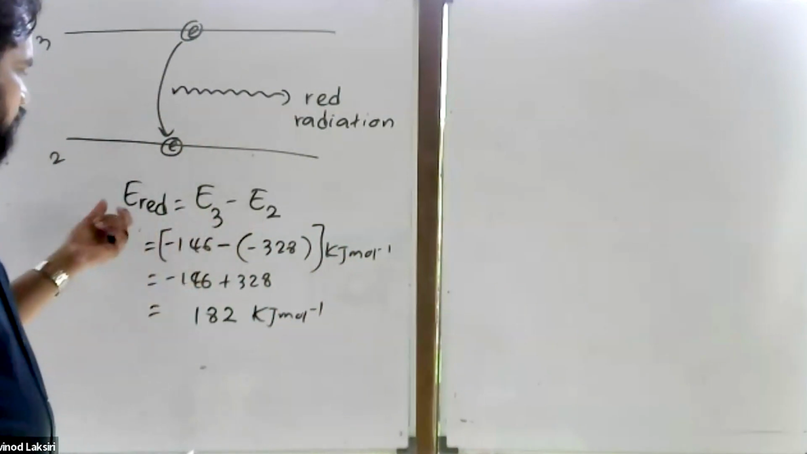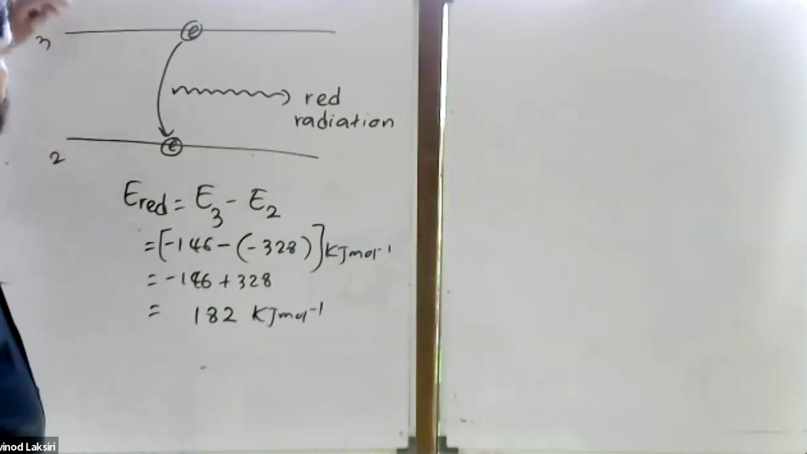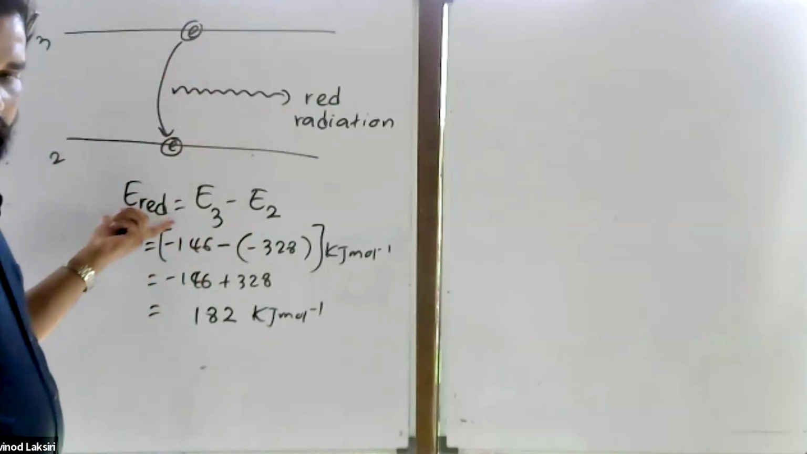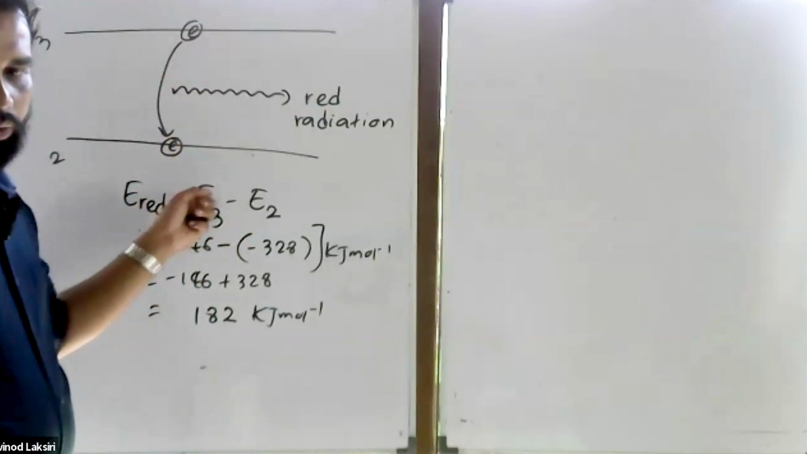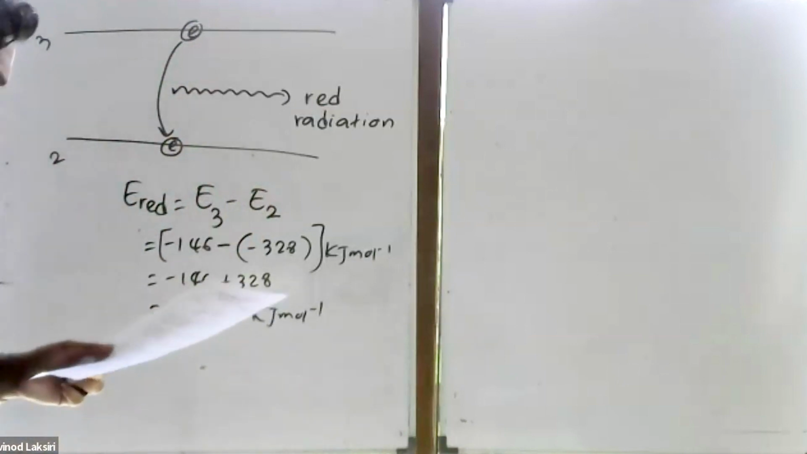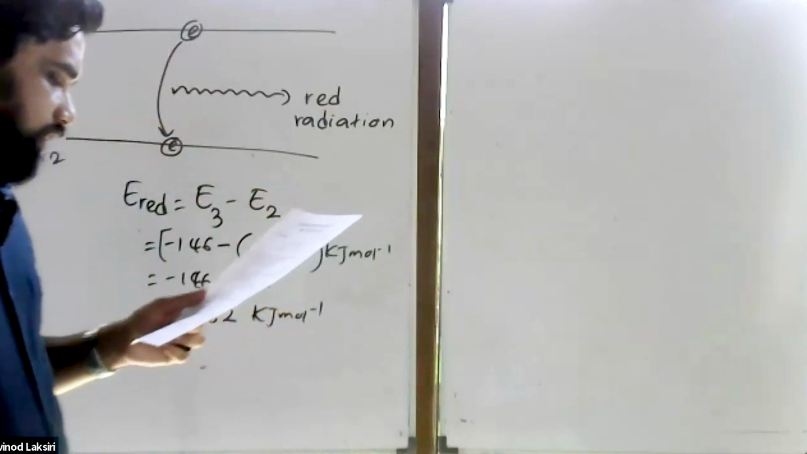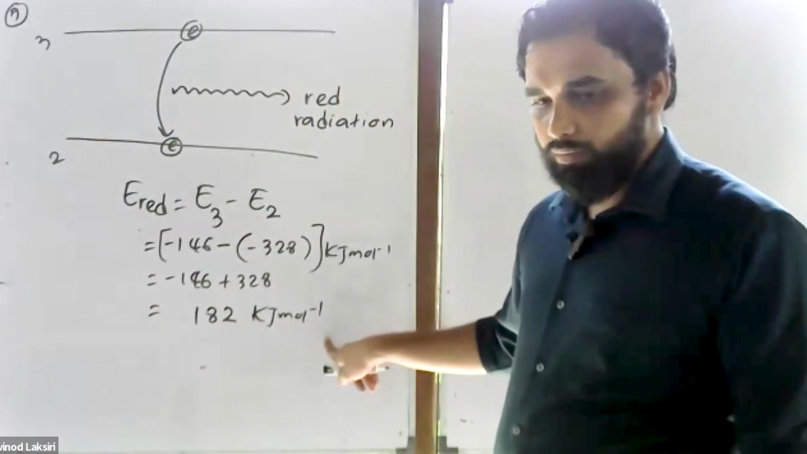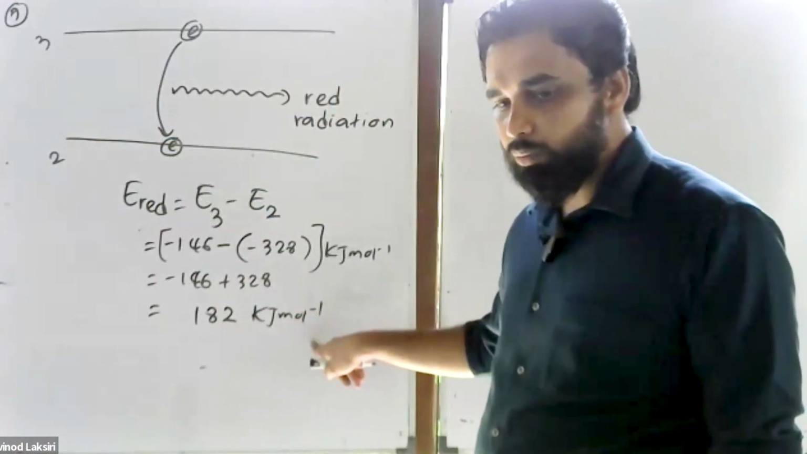Similarly, we can write down the energy of the next line, that is 4 to 2. So the energy of that color is equal to the energy difference between 4 and 2. Okay. So now we calculate the energy of radiation. Then we have to calculate the wavelength. So what is the equation? Now here energy is given as kilojoules per mole. That means the energy of 1 mole.